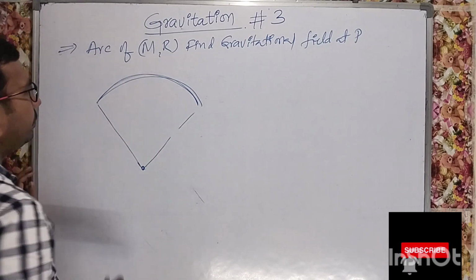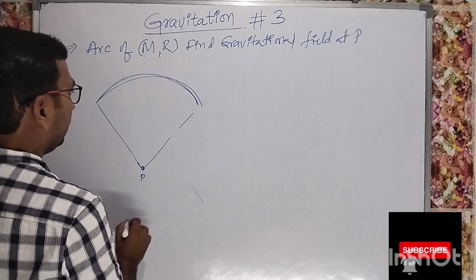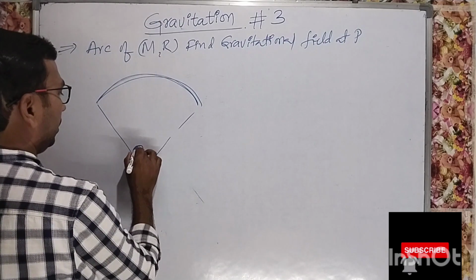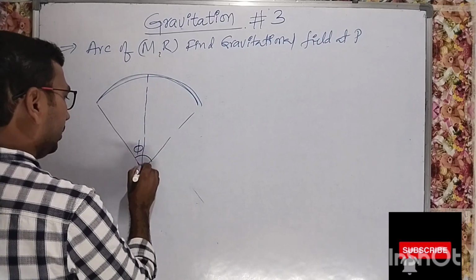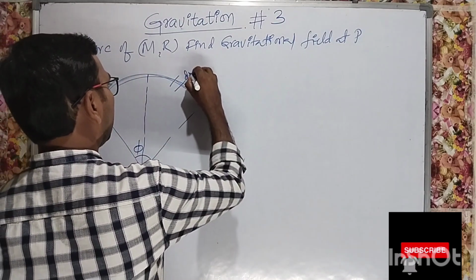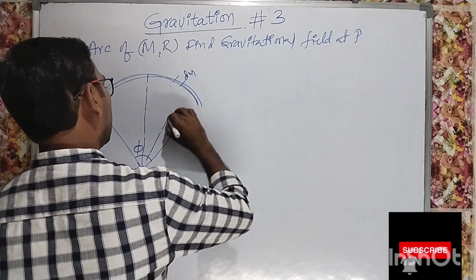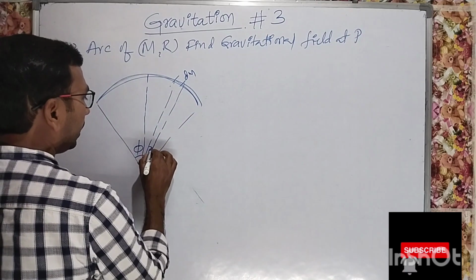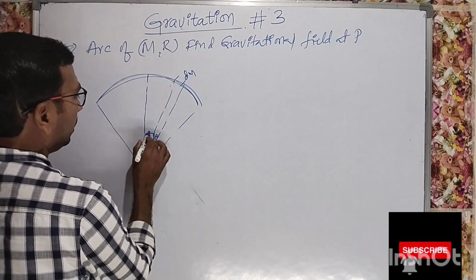So this is the arc of a mass m and radius is r. Find the gravitational field at P. So this makes an angle, I will consider pi. So you can draw one reference line. I will consider here a small element dm. So this is dm. The angle subtended at dm here is d theta, and this angle is theta, I will consider.